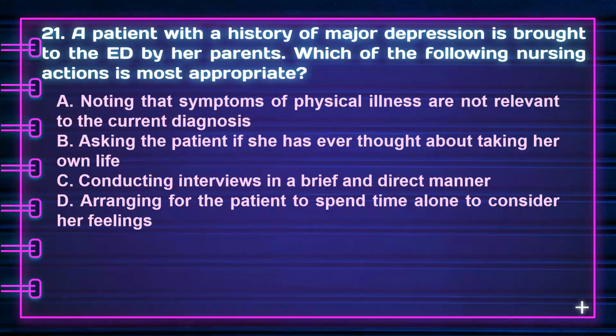Establishing if the patient has suicidal thoughts or intent helps identify the level of depression and intervention. Physical symptoms are relevant and should be explored. Allow the patient to express feelings and conduct the interview at a tolerable pace for the patient. Never leave the patient alone because suicide is usually committed in solitude. So the answer for number 21 is letter B.